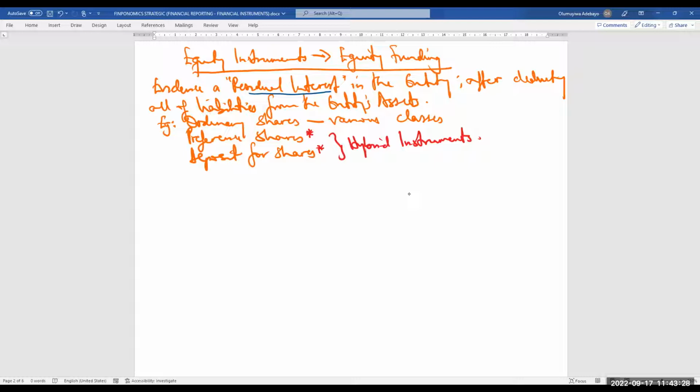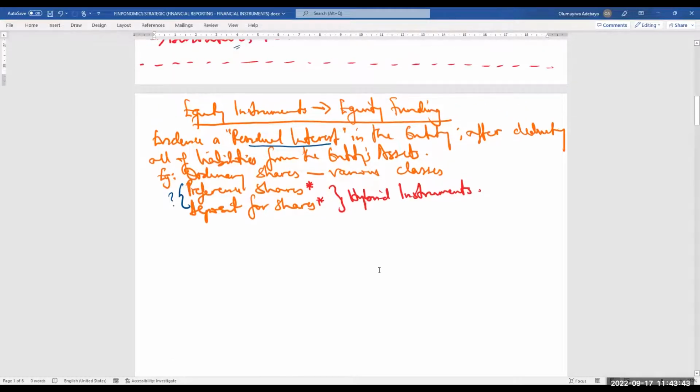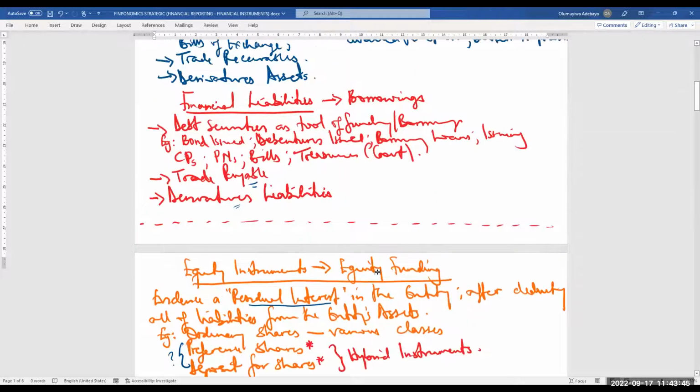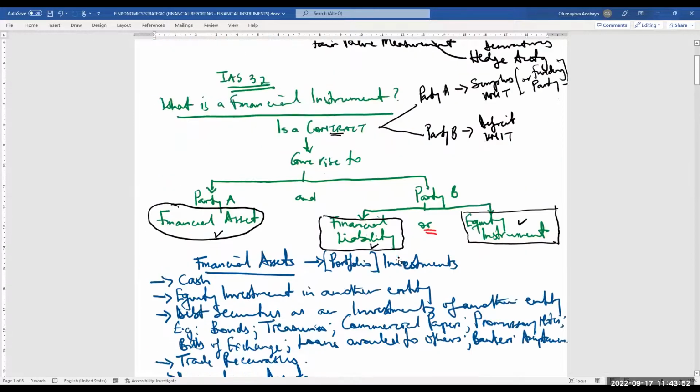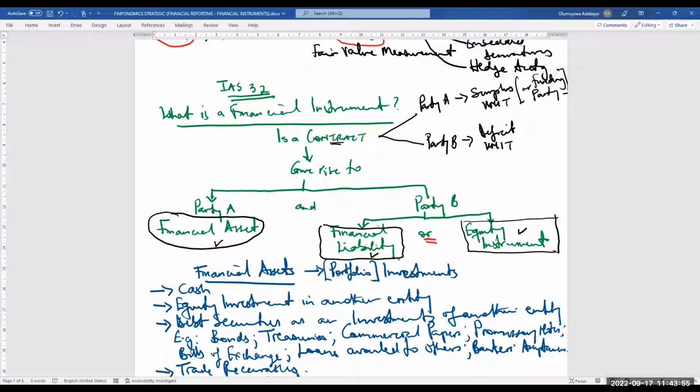And the instrument of having such a claim on net assets may entail things like ordinary shares, preference shares, deposit for shares. But I said these two more or less have a question mark, all because they sit as a hybrid instrument in between a financial liability and equity instruments. And that presupposes what we did here to say in this diagram, party B could either go for this or go for this, as the case may be.